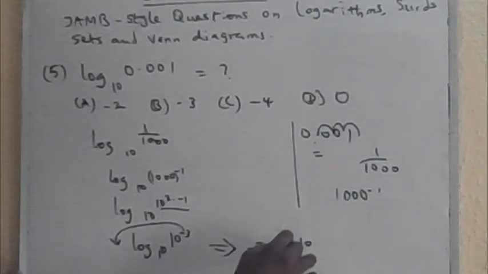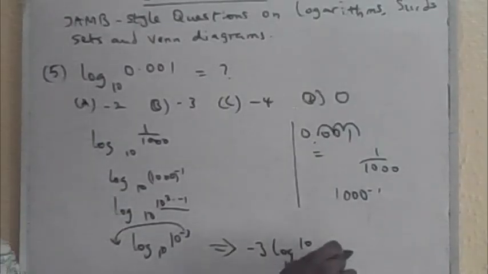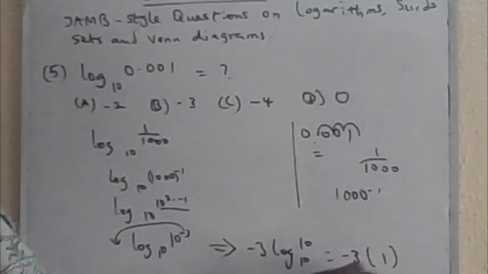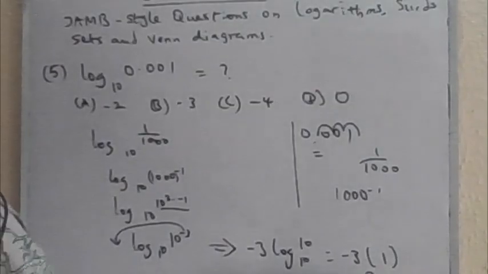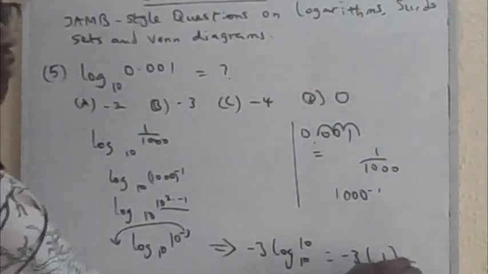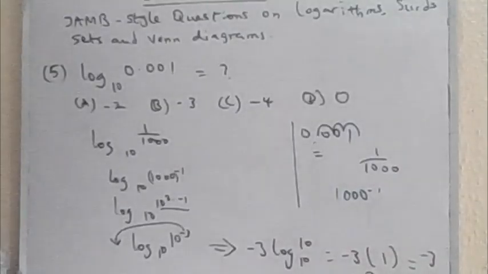Recall, anything to base the same number is 1. So this is now minus 3 times 1. And finally, minus 3 is the answer. So minus 3 is the answer. The option here is B.